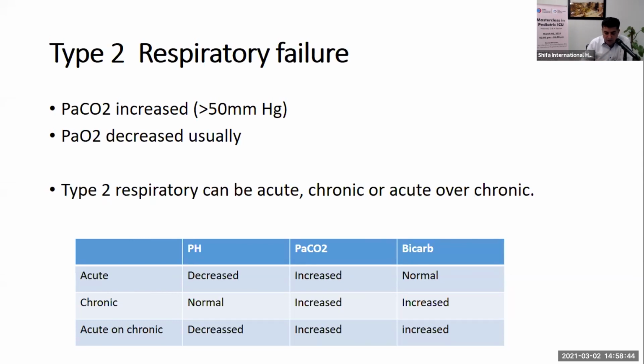In the chronic one, the pH becomes normal because of renal compensation, where the bicarb will go up, but the PaCO2 will still be high. So if you look at the blood gas, normally you can call it a compensated respiratory acidosis. And in acute on chronic, the bicarb will also increase because the ongoing renal compensation is also happening. CO2 will also go up because there is acute and chronic. And the pH will be low. So the difference between the acute and chronic is basically the pH.